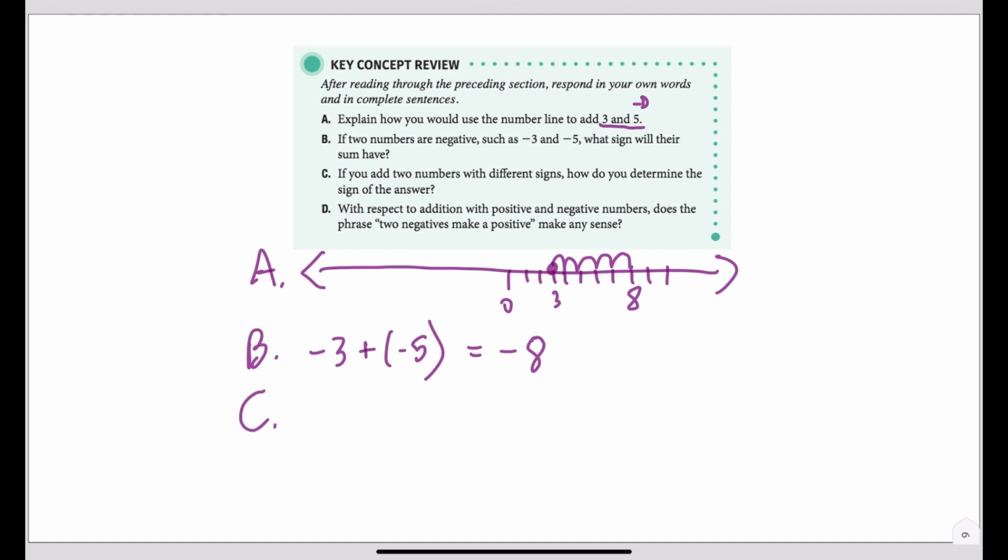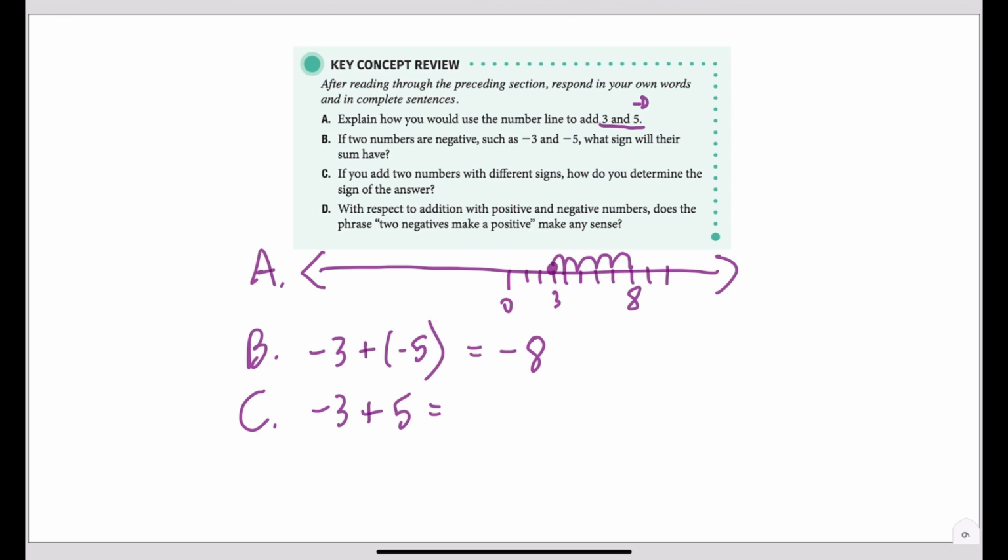C. If you add two numbers with different signs, how do you determine the sign of the answer? Well, let's look at this example. I guess I didn't really need the parentheses here. So negative 3 plus 5. So they have different signs. So one is debt and one is income, and so they're working in opposite directions. So how do you find the result when the two signs are different?